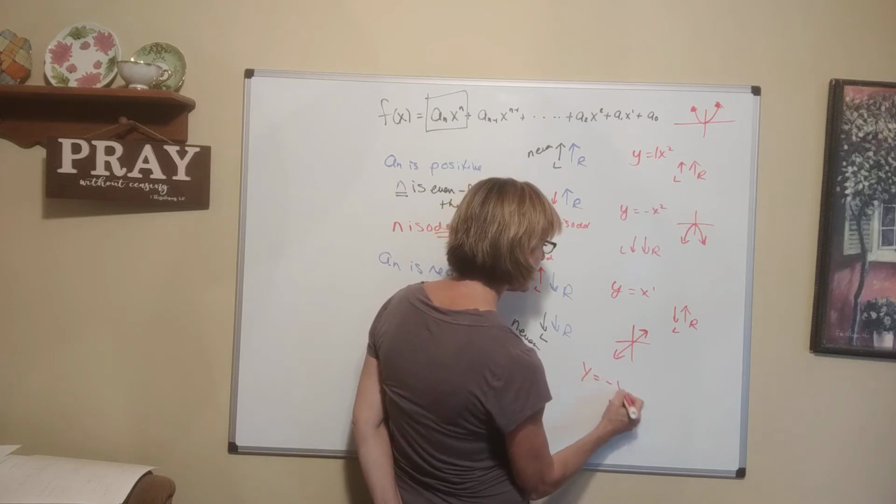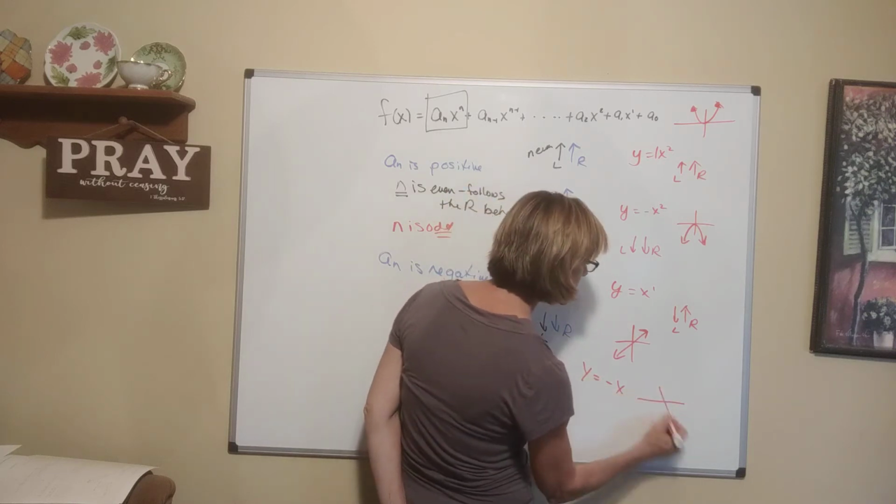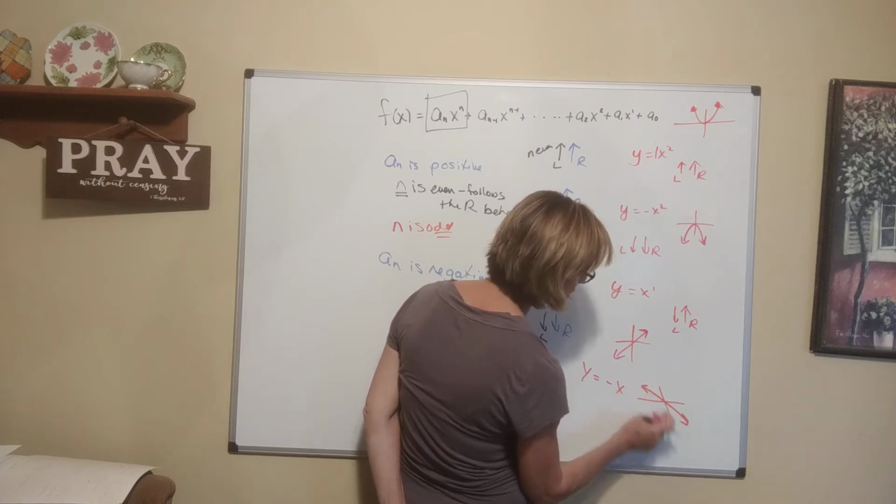Y is equal to negative x. This has a negative slope. This guy looks like this. Oh, that's a bad axis right there.